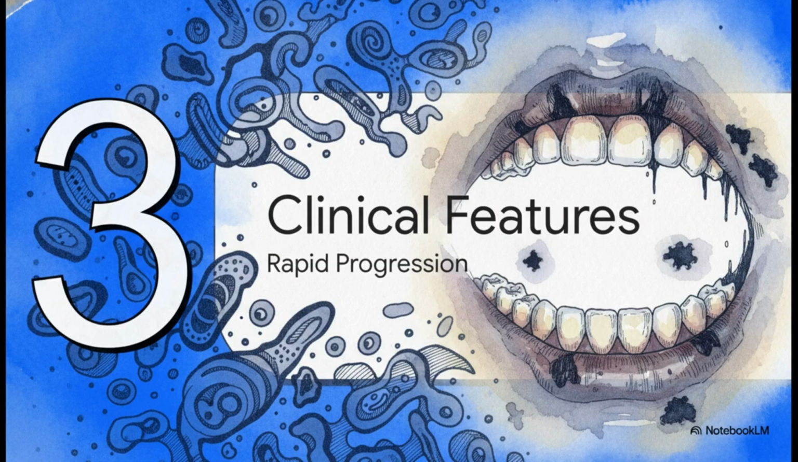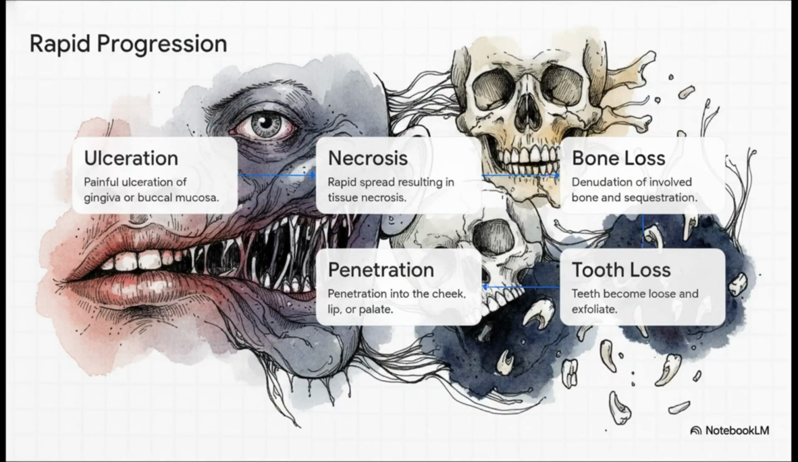All right, Section 3, Clinical Features. Let's walk through this rapid progression. This sequence outlines the terrifyingly rapid clinical progression of the disease. It almost always kicks off as a painful ulceration, usually right on the gingiva or the buccal mucosa, but it does not stay localized for long. From there, the spread is incredibly aggressive, resulting rapidly in severe soft tissue necrosis. The tissue literally dies and sloughs away.